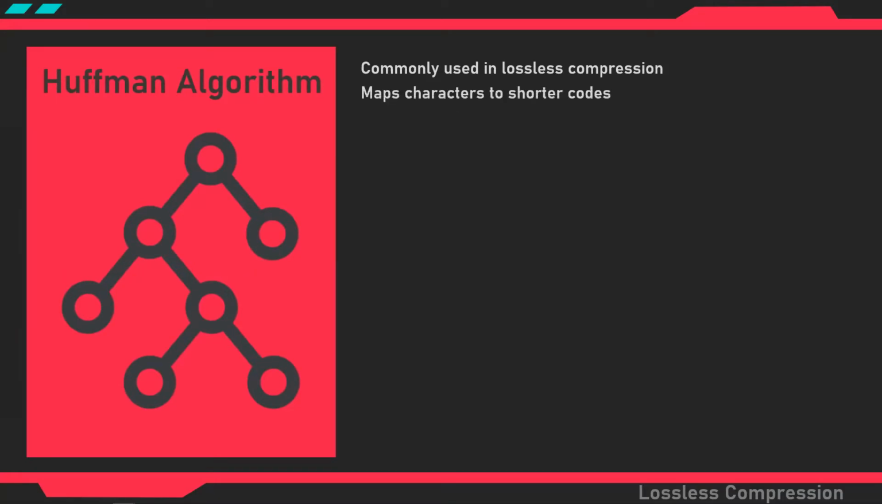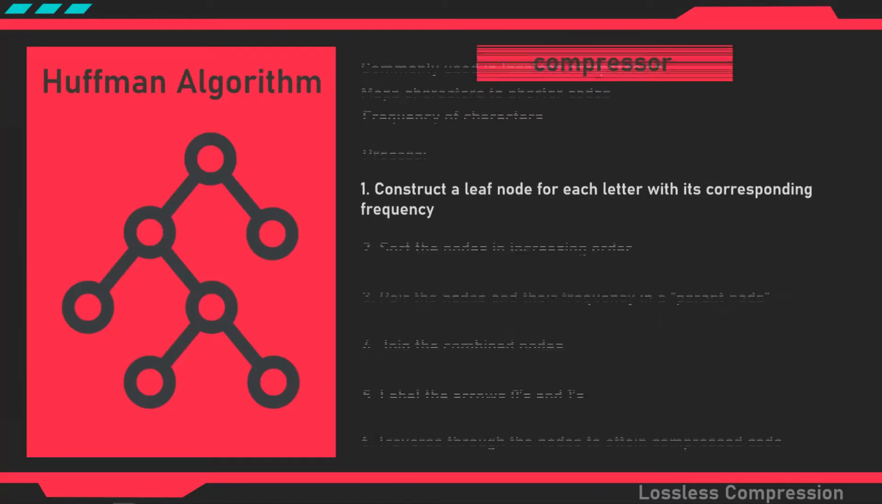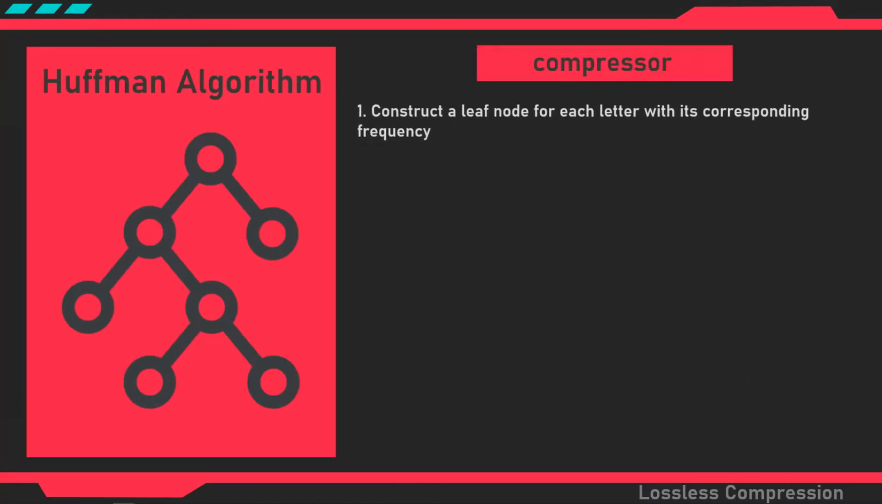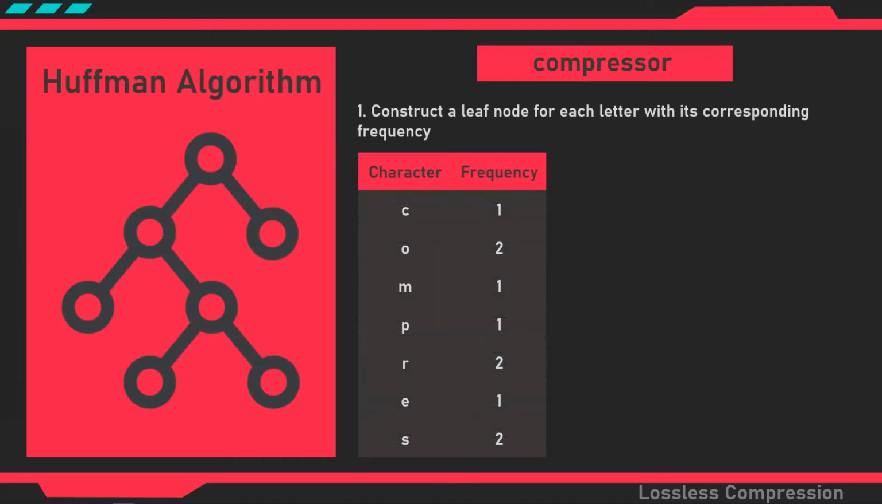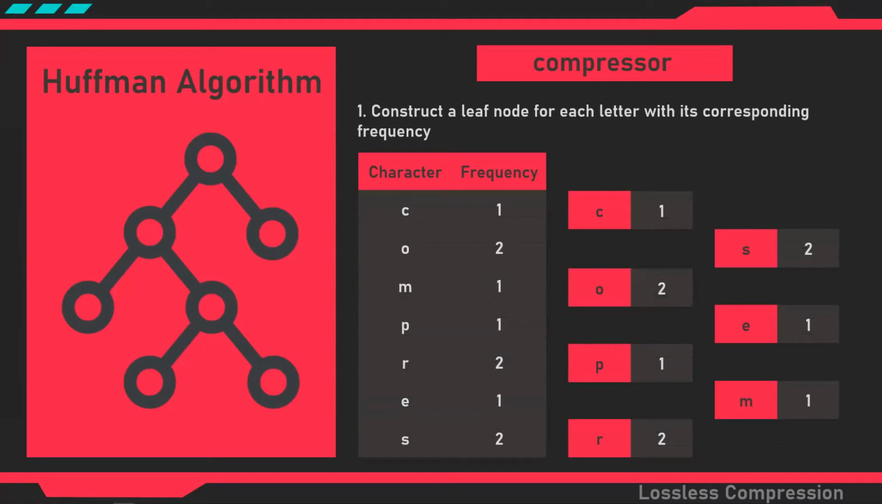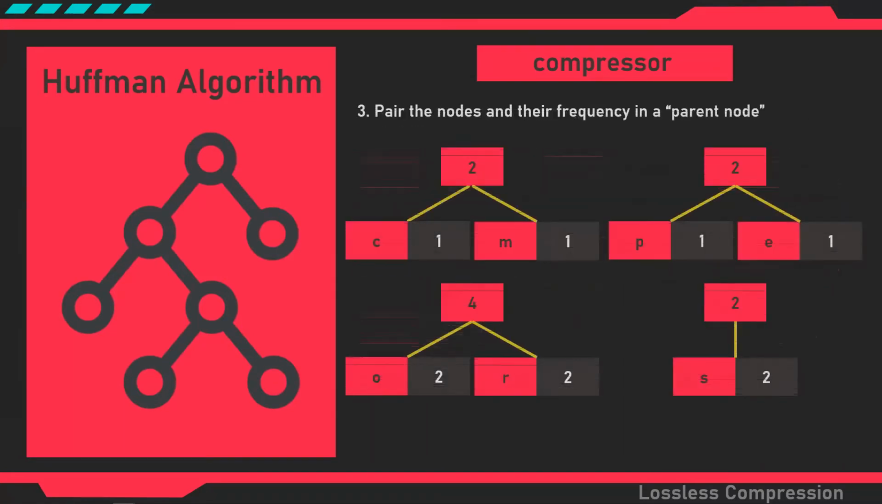In order to use the Huffman algorithm, we use the frequency of the characters or letters in a word. And here is the process of the Huffman algorithm. First, we construct a leaf node for each letter with its corresponding frequency. Here we make a table that shows the letters with its frequency. From here, we can easily divide them into nodes, again the character with its frequency. We then sort the nodes in increasing order. Using the sorted nodes, we pair the nodes and their frequency.